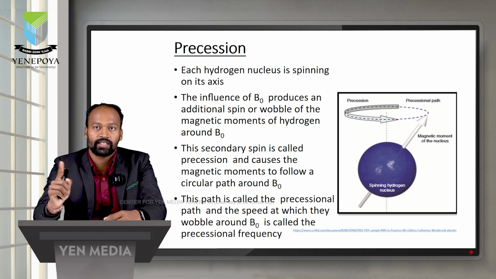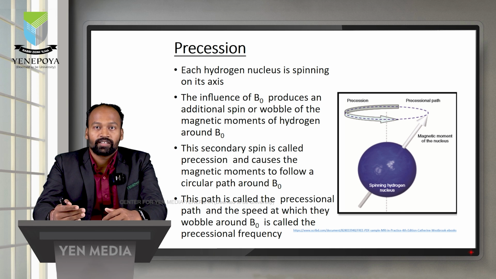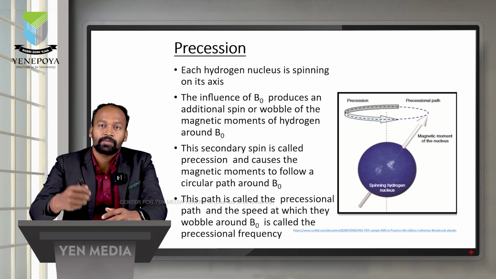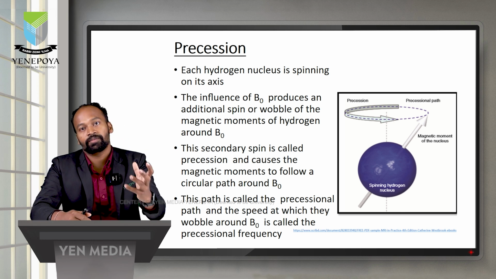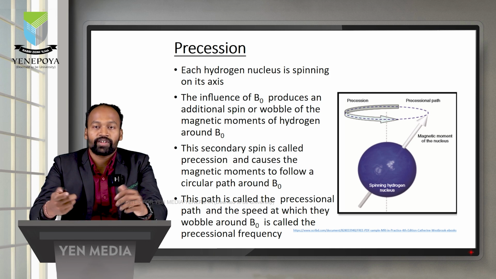We can see above the circular path, which is known as the precessional path, and the particular speed at which the hydrogen nucleus rotates along it is known as the precessional frequency.